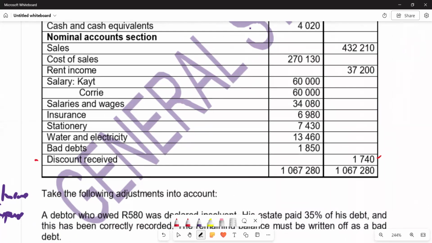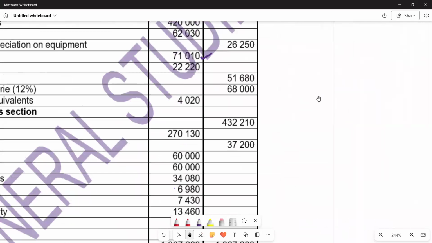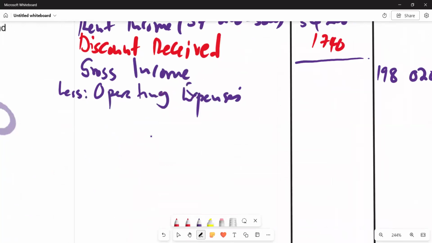We go down, checking. We have salaries and wages here, which is 34,080. So we can pick salaries and wages, 34,080. And we go to additional information to see if we've got anything that is affecting our salaries and wages. But in this question, we do not have. So we come here and state it here as salaries and wages.